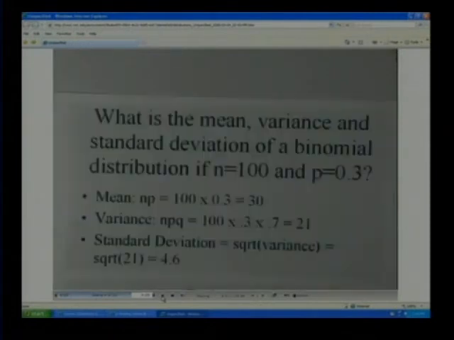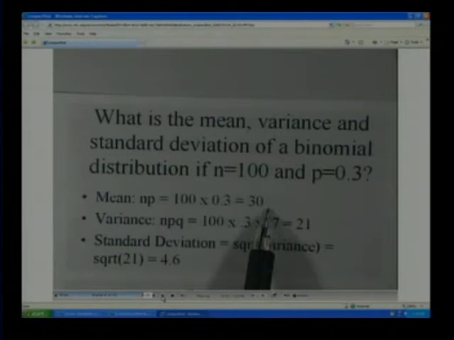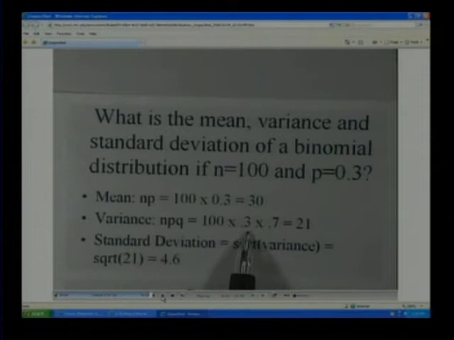So let's go through and calculate the mean, the variance, and the standard deviation of a binomial distribution for n equal to 100 and p equal to 0.3. So the mean, 100 times 0.3 is 30. Okay? The variance, NPQ. 100 times 0.3 times 0.7.